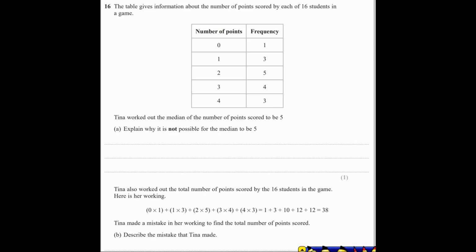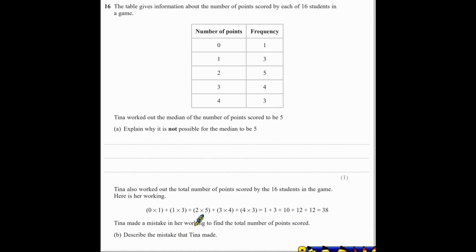Tina also worked out the total number of points scored by the 16 students. Here's her working. So, 1 student scored no points, 3 students scored 1 point, 2 students scored 5 points, and so on along the table. She's then multiplied them all out and got the answers 1, 3, 10, 12, 12 is 38. It says she's made a mistake in her working and described the mistake that Tina made.